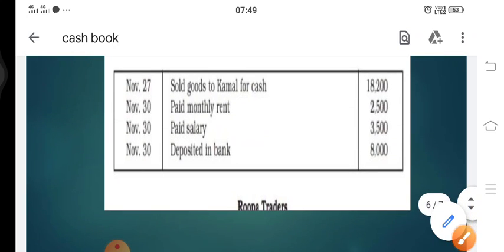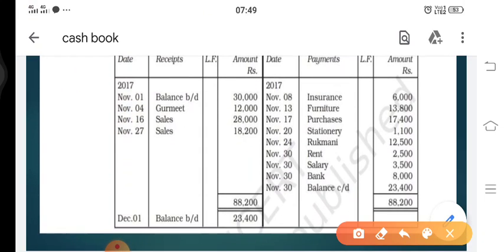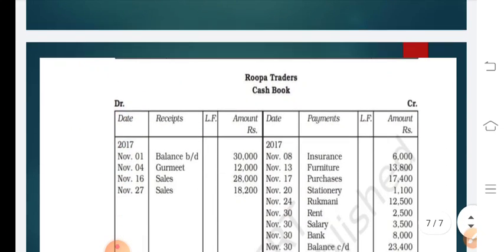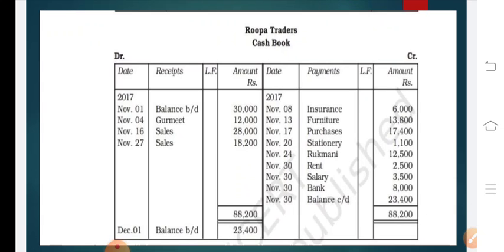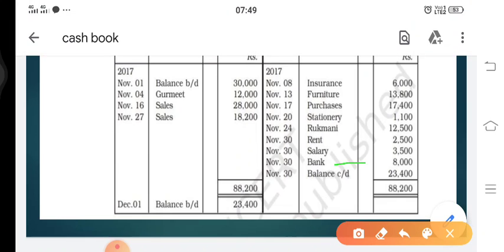Next we have is paid salary. Since we have paid salary, we'll go to credit side because cash is going out, we'll write here by salary 3,500. And the last point we have is deposited into bank. Deposited into bank 8,000. Since cash is going into bank and here we do not have bank column, simply cash is going out and hence we'll write on the credit side by bank 8,000. This was our last point.